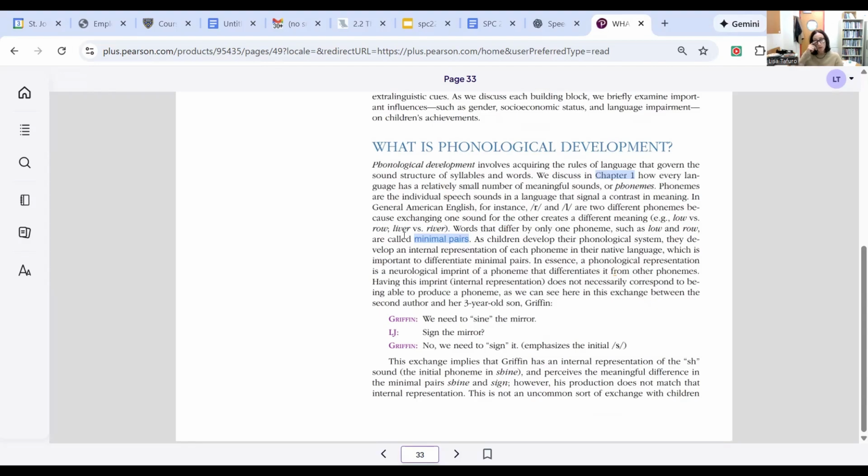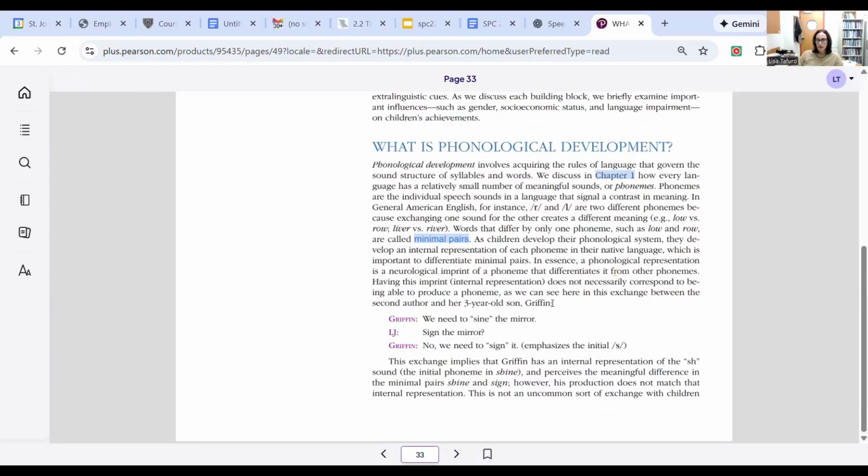Similarly, liver, river, okay? The meaning of these two words is very different simply because we are using a different phoneme in the word initial or start position. And that's what we mean when we say that a speech sound or a phoneme, we're defining as something that signals a contrast in meaning, okay?